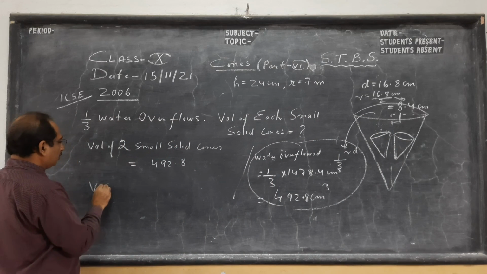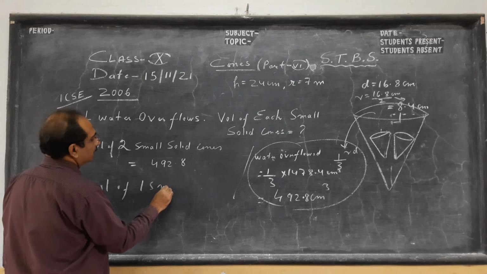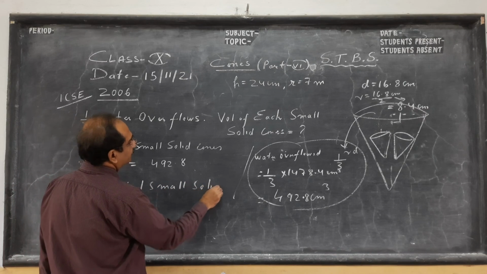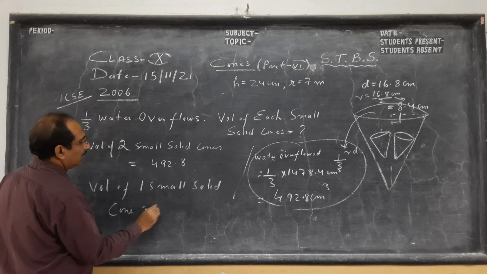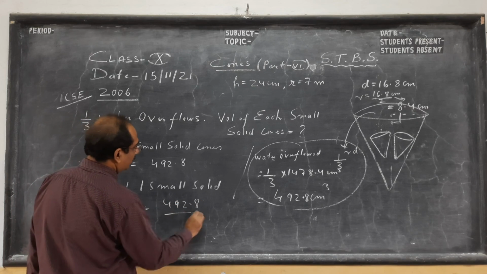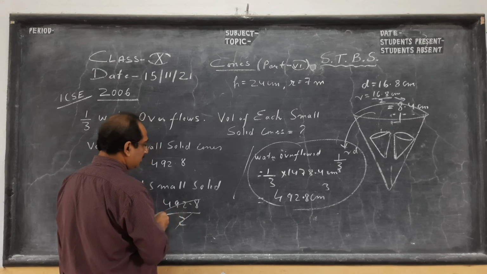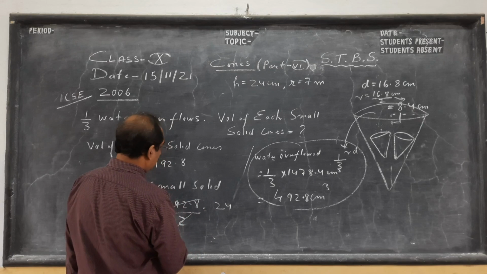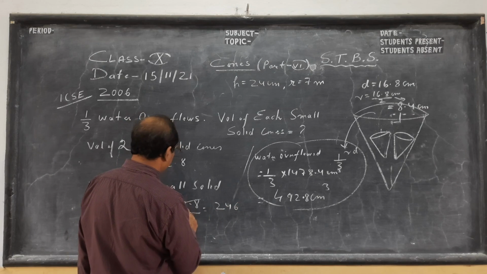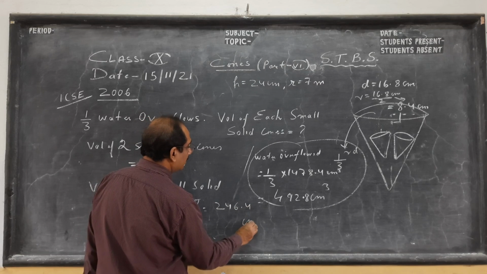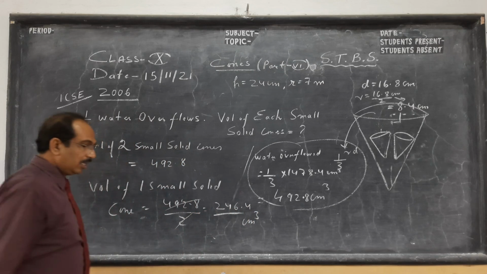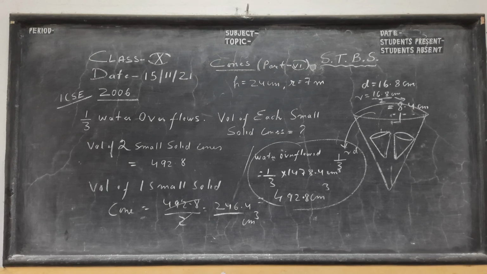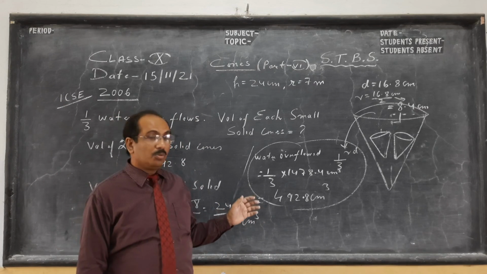So volume of 1 small solid cone is how much, children? We divide 492.8 by 2 centimeter cube. Let us divide: 2 2s are 4, 2 4s are 8, 2 6s are 12. So just we take the half of 492.8, if you divide, you will get 246.4 centimeter cube. So kindly pause the video and copy.